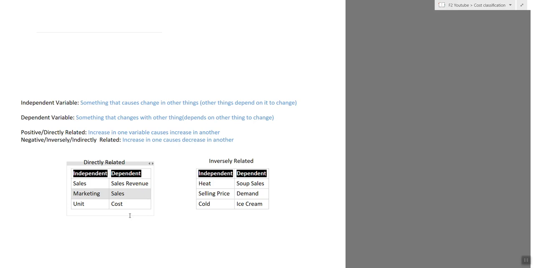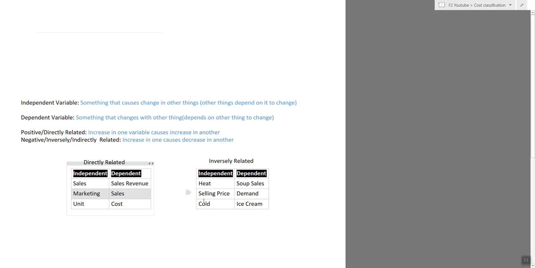Relations could be inverse as well. Like you have heat and soup sales. In heat, people don't use soup as much because it is hot. Or selling price and demand. You will study in paper F5 pricing chapter, the higher the price, the lower the demand for a product. The lower the price, the higher the demand. Or cold and ice cream. People use ice cream more in summer than in winter.